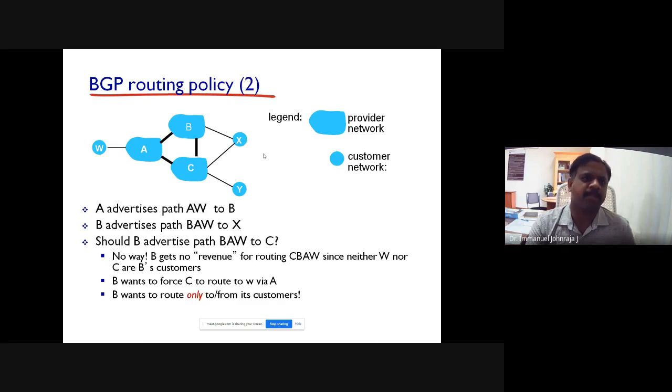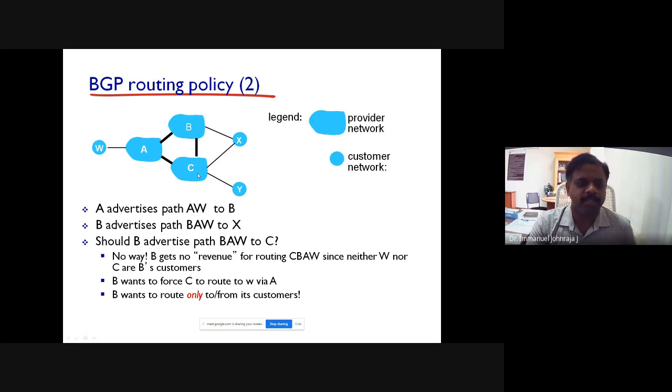Moving on, another policy. A advertises path AW to B. A is one of the service providers. A advertises path AW to B. B advertises BAW to X. Should B advertise the path BAW to C? No way.